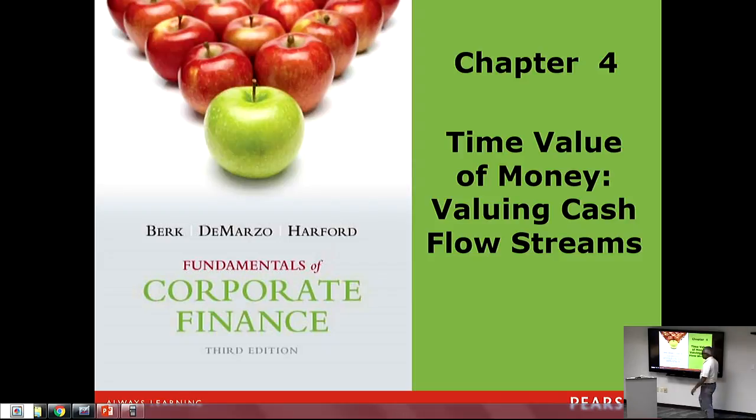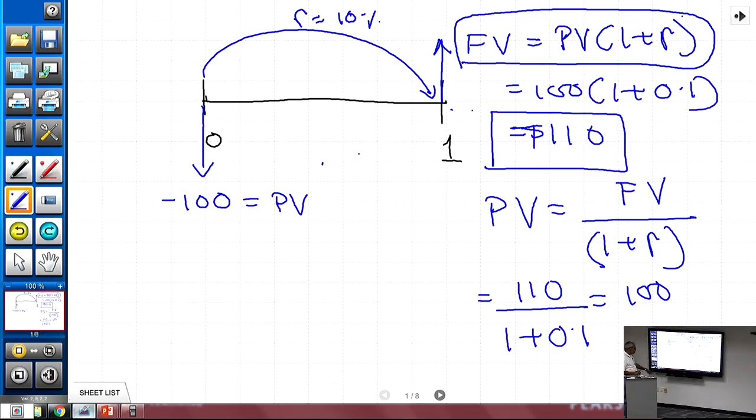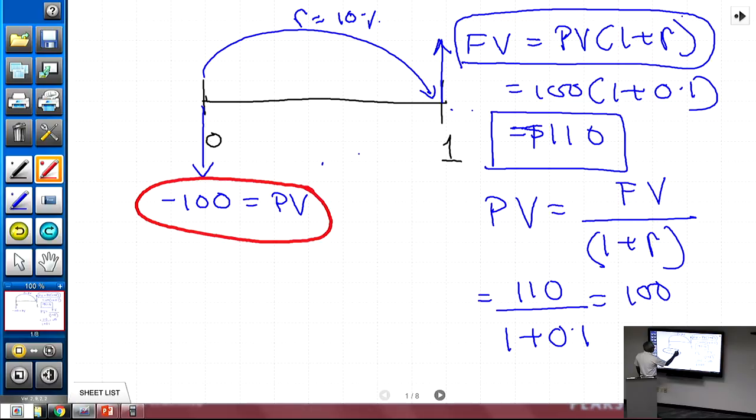Chapter 4. Chapter 4 builds upon some of the concepts that we had studied in Chapter 3. If you recall, in Chapter 3, we did the one period model. In a one period model, we started with a present value of 100, assuming we made an investment of 100. And we asked the question, what will be the value of this investment a year from now?